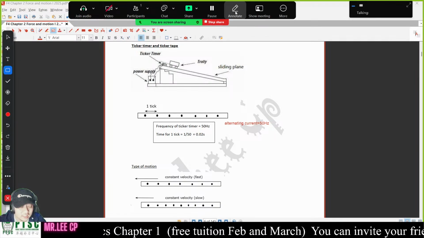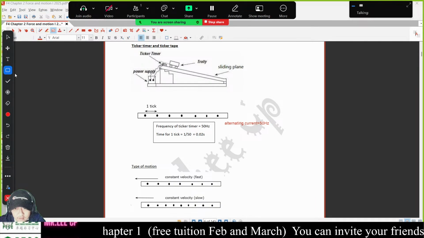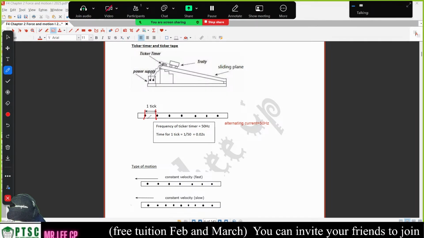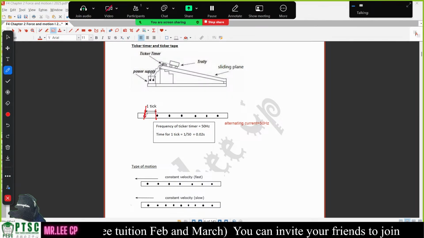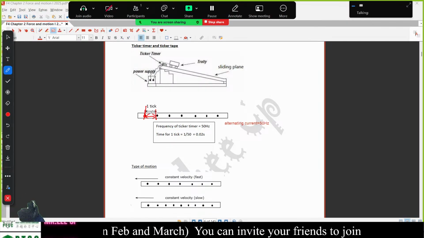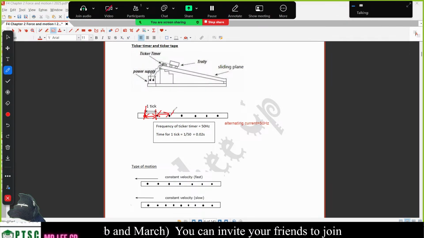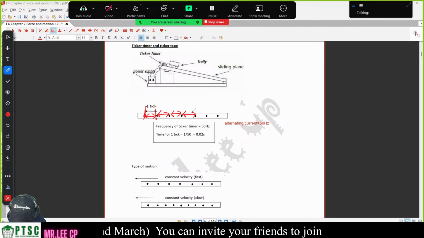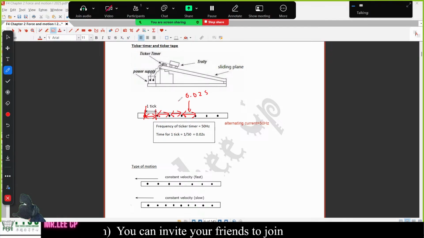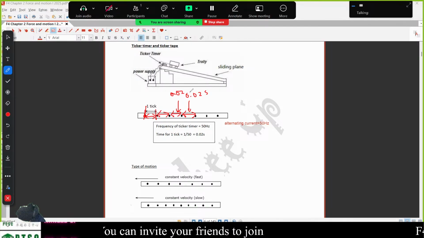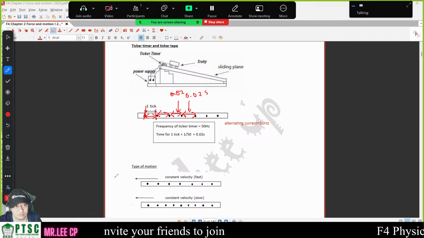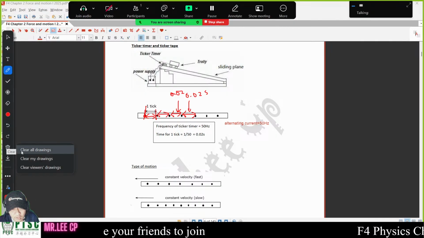So what is one tick? One tick means from here to here, it is one tick. Here to here is called one tick. Not one dot. One dot is not one tick. The distance here is called one tick. Here one tick. Here one tick. Here one tick. So how long does it take? 0.02 second. Even if it is long or short, it is the same. 0.02 second. Alright, this is what we have.